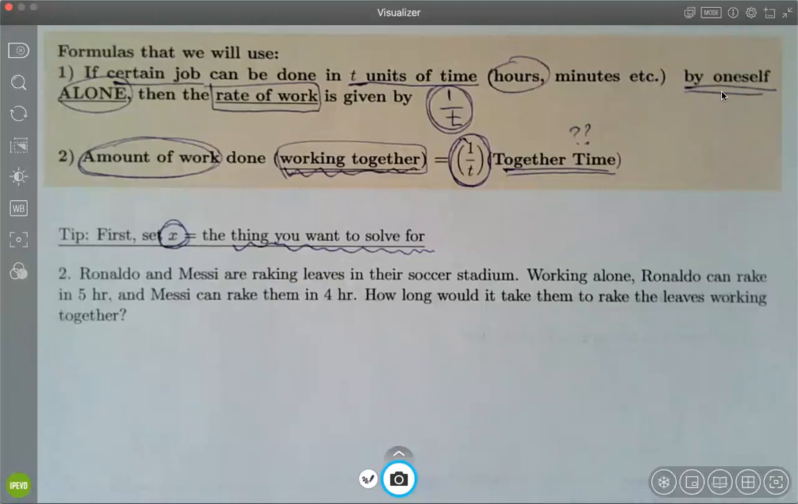Anyways, so they're raking leaves, but when each person works alone, Ronaldo can get the job done in 5 hours, and Messi rakes them in 4 hours. Now, when they work together, how long will it take for them to finish the job?